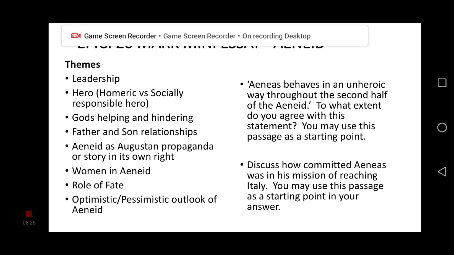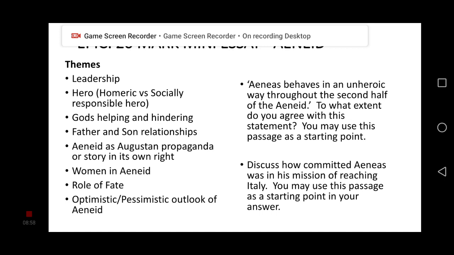Any Virgil evidence on the paper you can use in the mini-essays. So you can use the context questions in the mini-essays. So that is a series of themes, 4 to 6 themes, and you are looking at why Aeneas should be committed to his journey. So let's look at the themes. Leadership, hero, gods helping and hindering, father and son relationships.